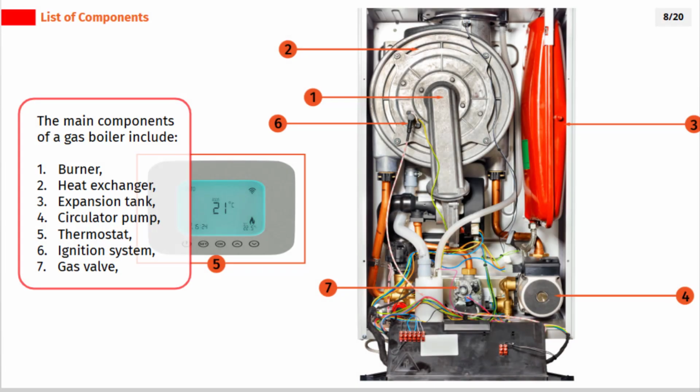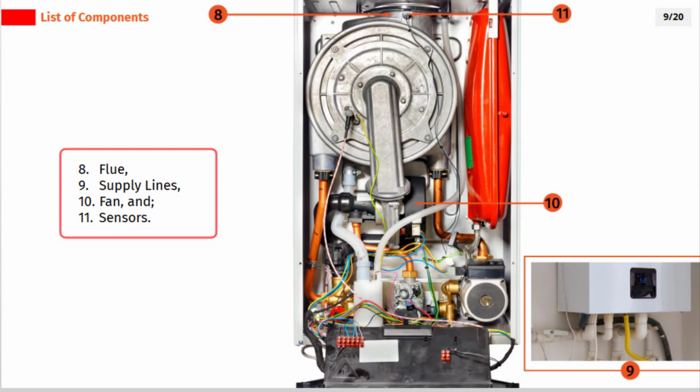The main components of a gas boiler include burner, heat exchanger, expansion tank, circulator pump, thermostat, ignition system, gas valve, flue, supply lines, fan, and sensors.